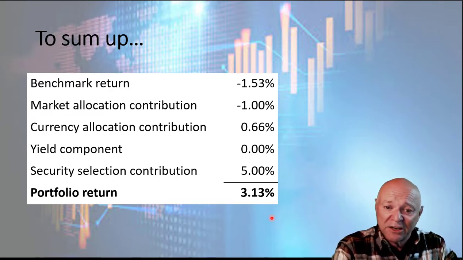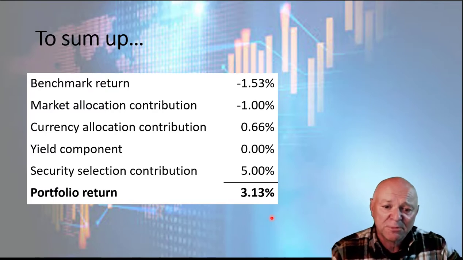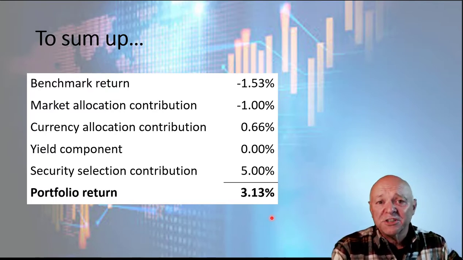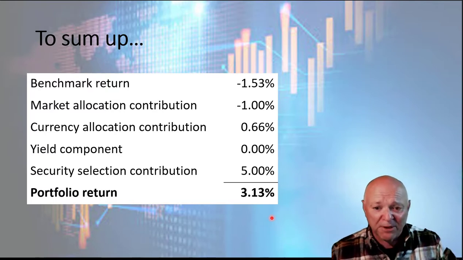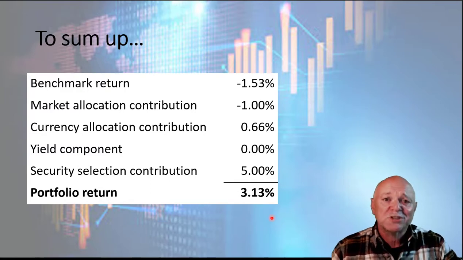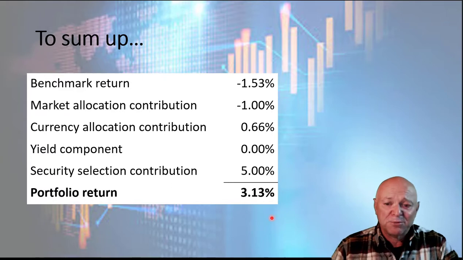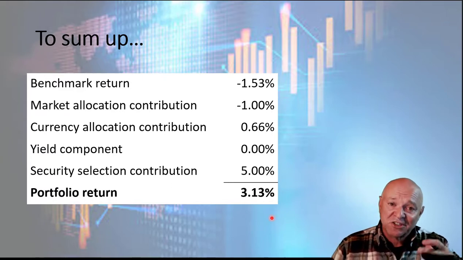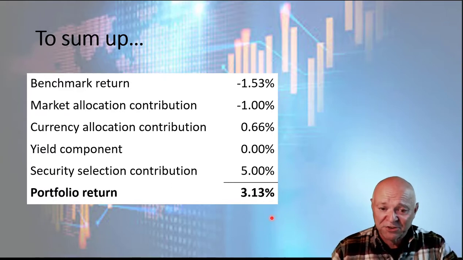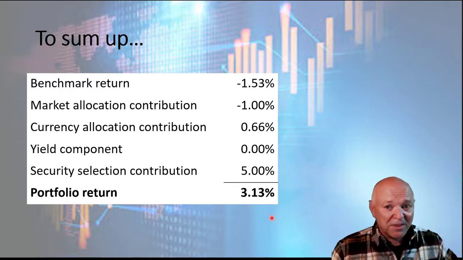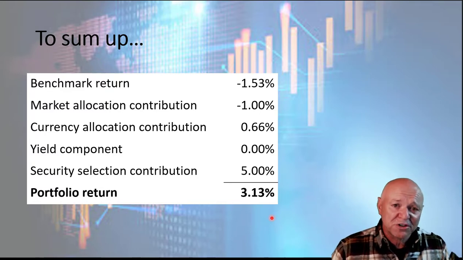Currency allocation, we had a positive contribution from that, but the real reason that we did better than the benchmark was because we had the wisdom to choose Sony instead of BMW, and that gave us a 5% contribution. So the sum of all of these attribution factors essentially said our portfolio return was 3.13%. So that's going to give us a start. Those are some of the main factors.